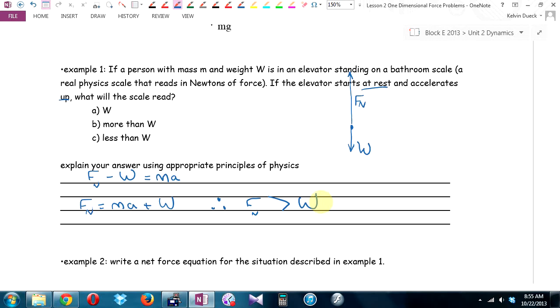Hey, while we're on this topic, what if the elevator was moving up at a constant speed? What would your acceleration be? Zero. So what would happen to this term right here? Vanish? Oh, you would feel nothing.